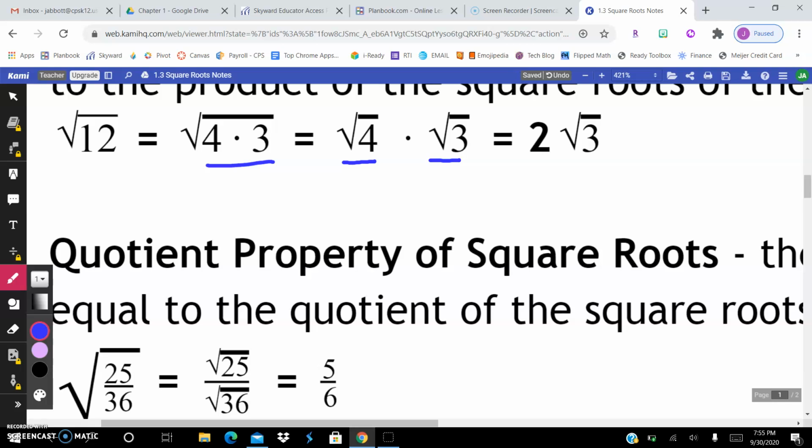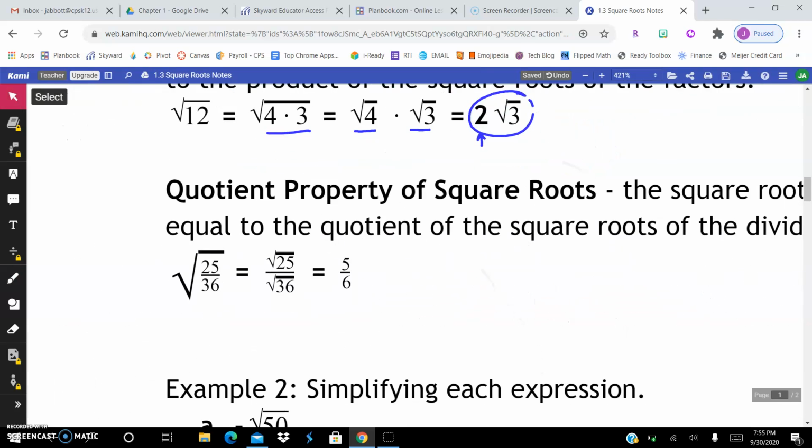And the square root of 4 is 2, so that's where this 2 came from. And the square root of 3 is not a perfect square, so to be the most accurate, we are just going to leave it as the square root of 3. So the answer, square root of 12 simplified, would be 2 square roots of 3.